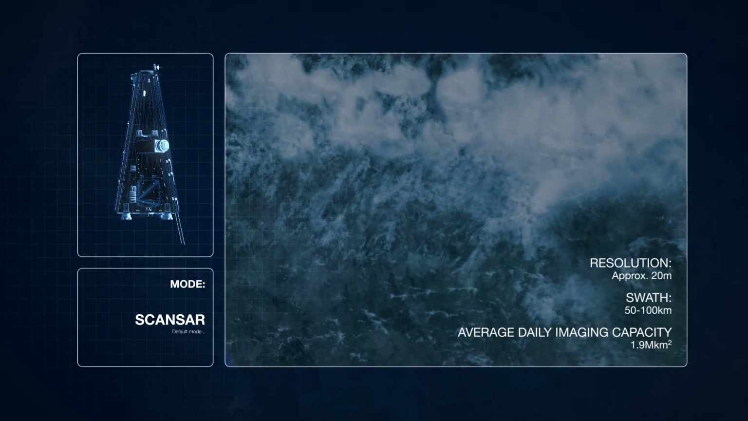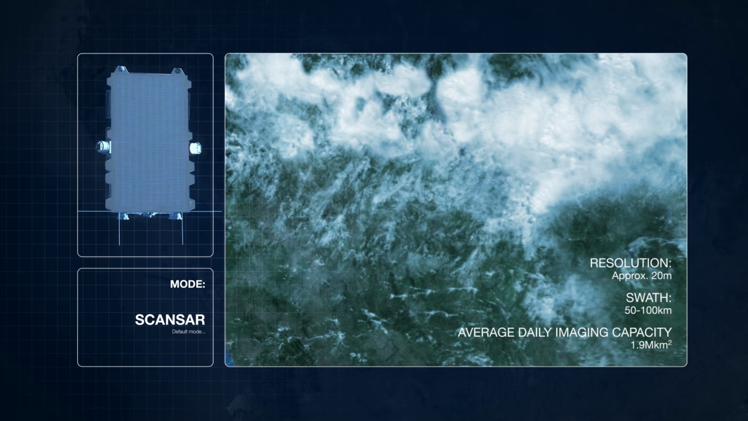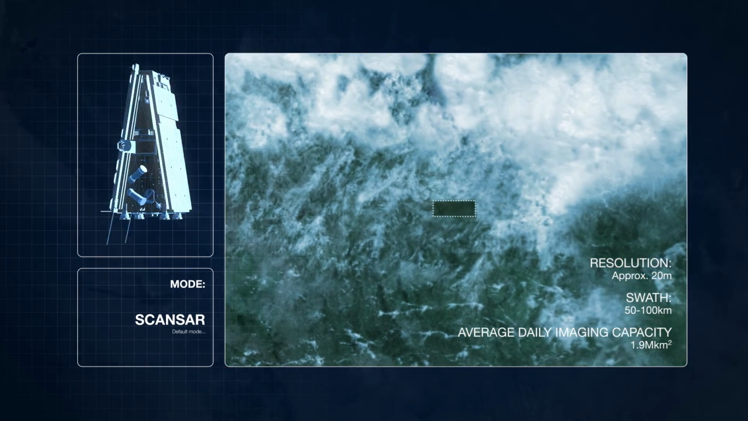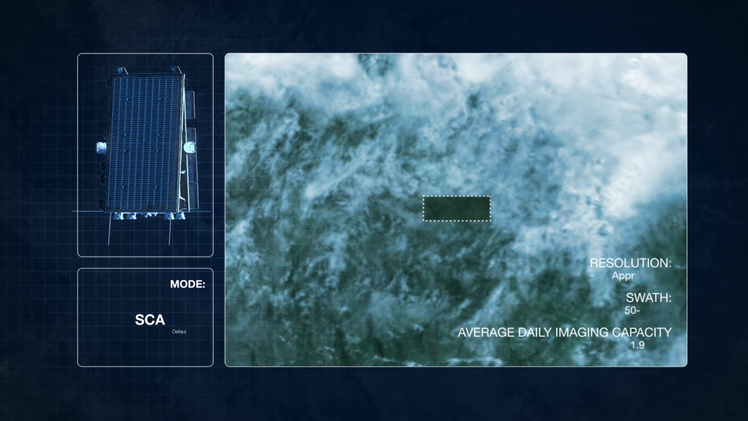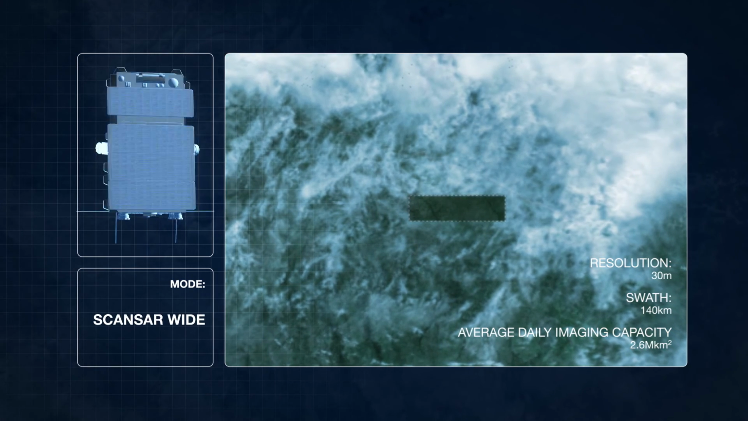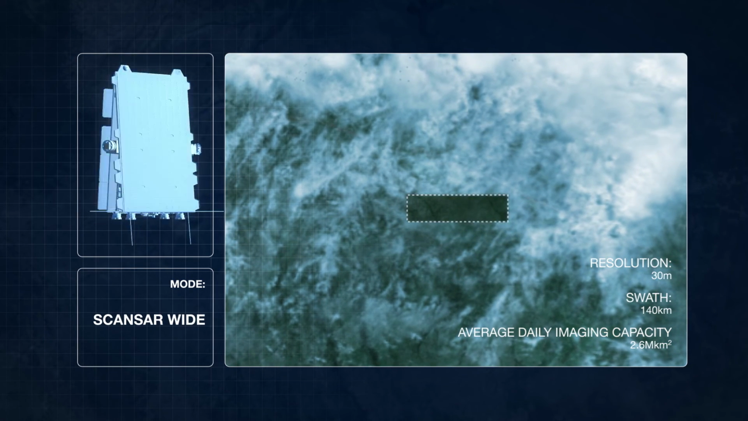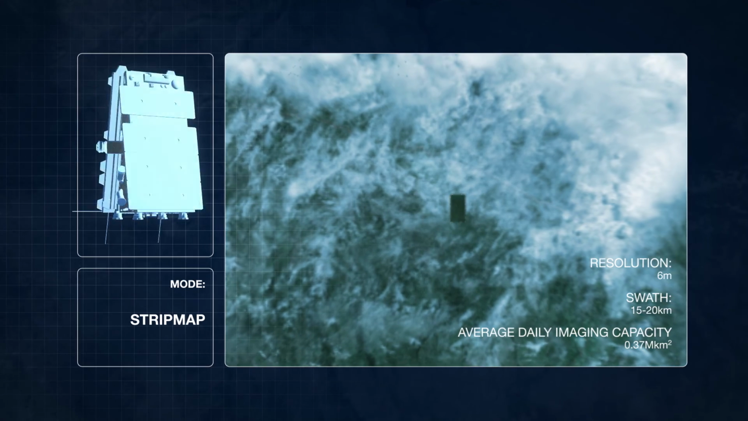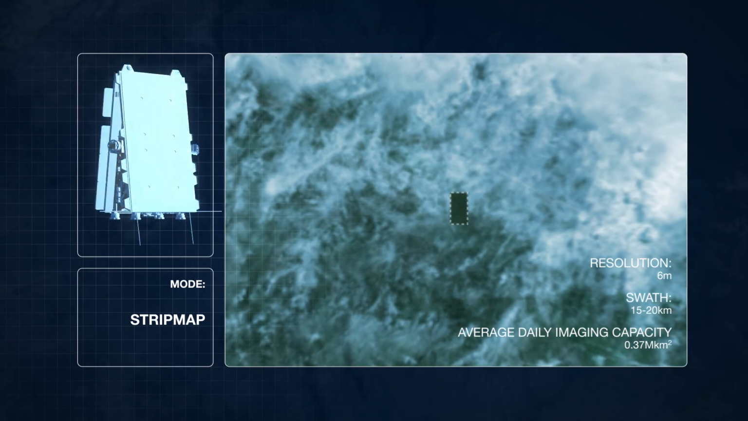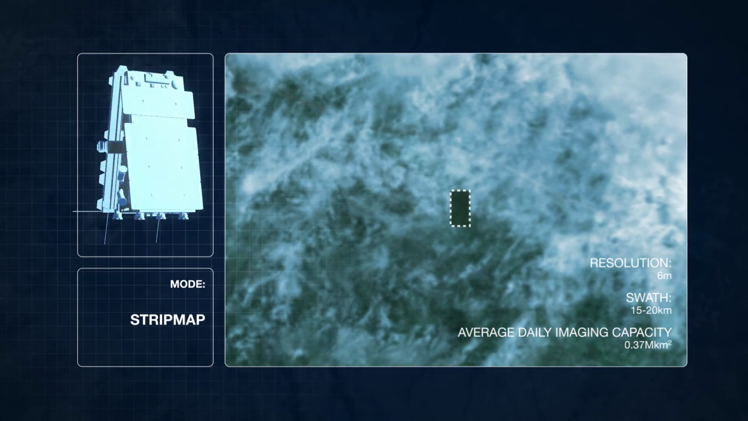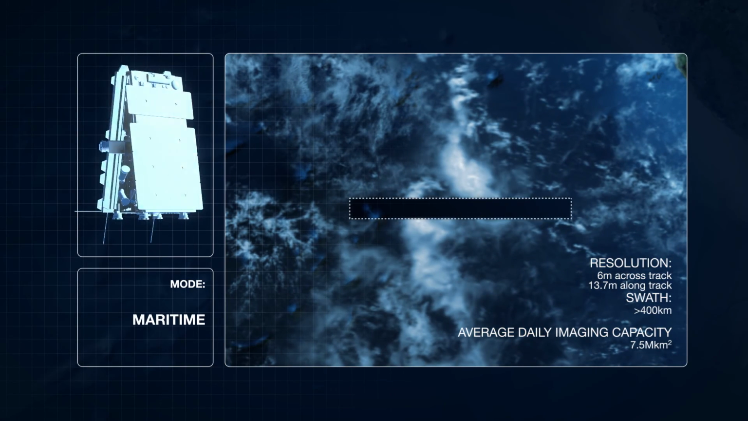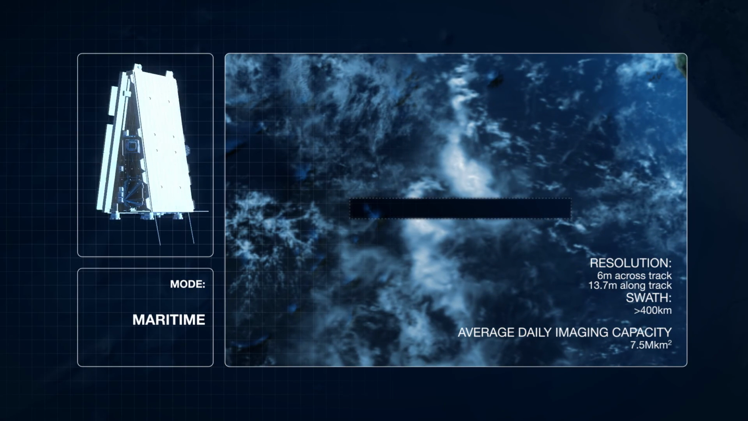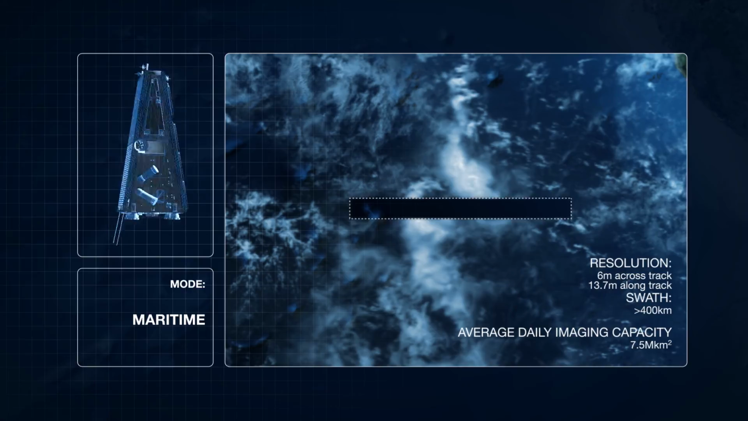ScanSAR is NovaSAR's default mode. It offers a medium resolution of approximately 20 metres and a swath of 50 to 100 kilometres. We also offer a slightly wider ScanSAR wide mode. Our highest resolution mode is the strip map mode, which offers 6 metres of resolution and a narrower swath. And finally, we offer the maritime mode, an extremely wide swath up to 400 kilometres over open ocean for ship detection.